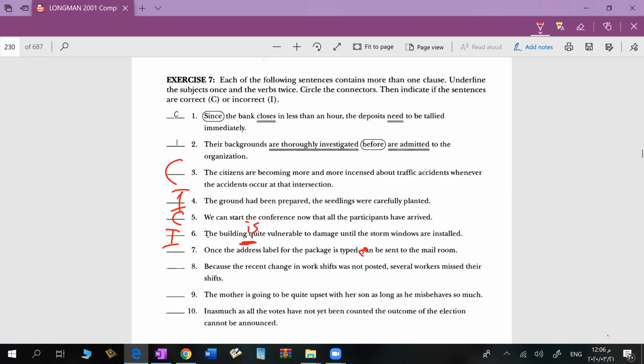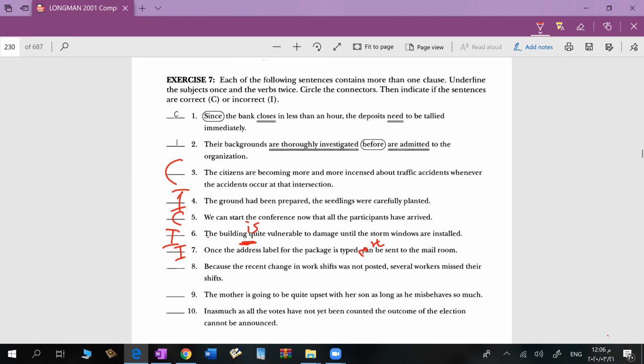Okay, it's incorrect because it doesn't have a subject here. It can be sent. Okay, so it's incorrect. Number 8: Because the recent change in work shifts was not posted, several workers missed their shifts. What do you think?